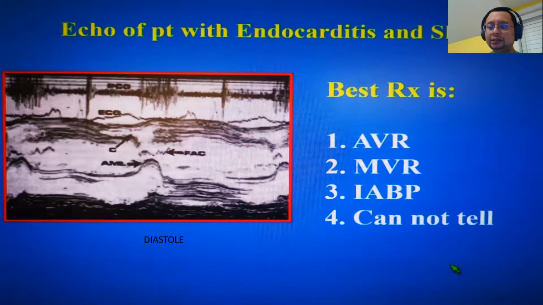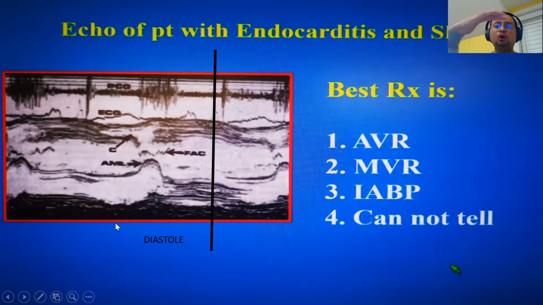Now, how do I know that this patient has severe aortic regurgitation? Look at this. This line here is end diastole. You know that the mitral valve leaflet should open throughout diastole. It only closes during systole. But if you look at the mitral valve, it opened, but before the end of diastole, it already closed. So this is premature closure of the mitral valve at end diastole because the LVEDP is so high.